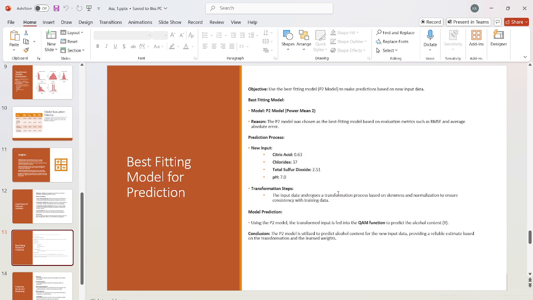Best fitting model for prediction. Based on the results, the P2 model, or power mean 2 model, was the best. I used the new values for these variables. These were transformed and fed into the model to predict the alcohol content.